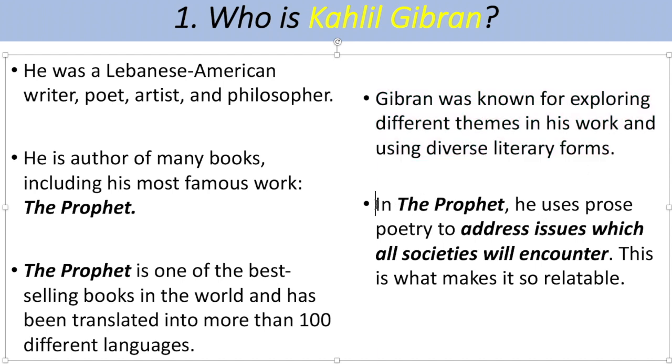Just so you guys know, in The Prophet, he uses what we call prose poetry. Prose poetry is written in the way that we normally speak or write. It doesn't have rhythm, it's not written in verses, it's simply written in chapters. So in The Prophet, he uses prose poetry to address issues which all societies will encounter. This is what makes the book so relatable and why it has sold over 11 million copies in its American version alone.